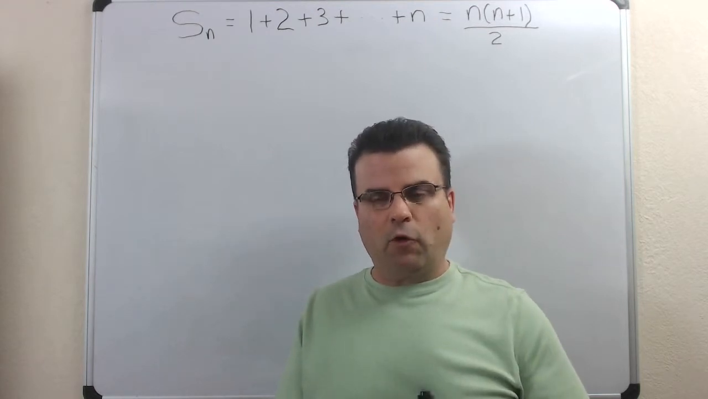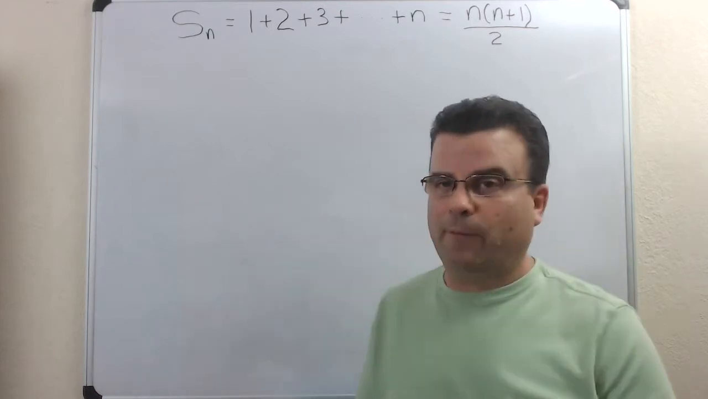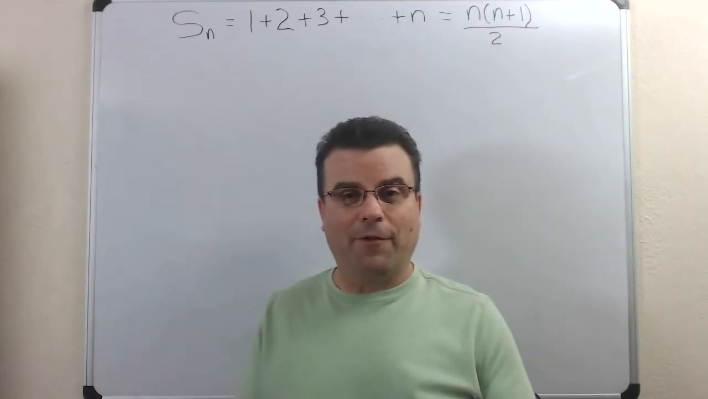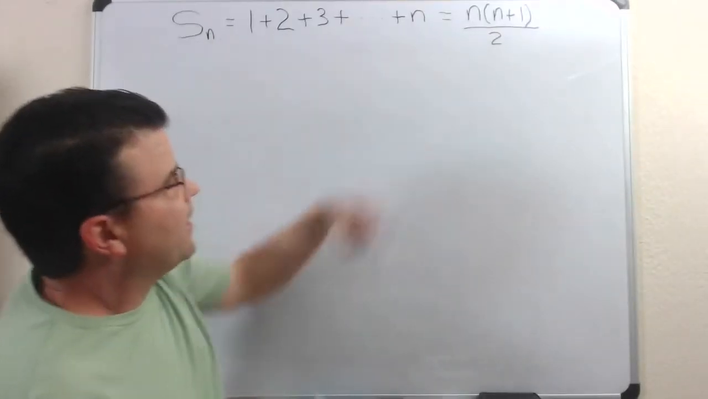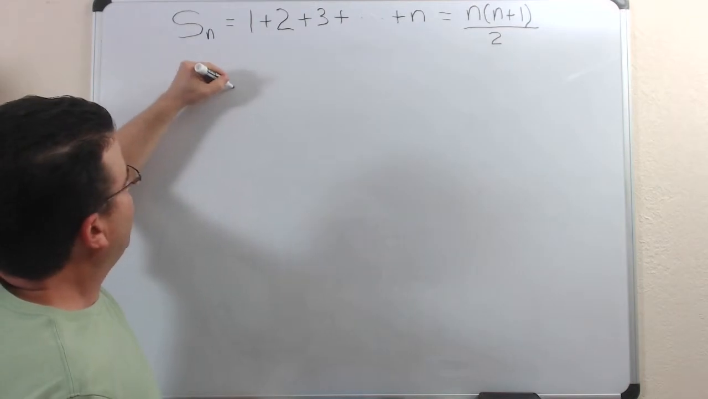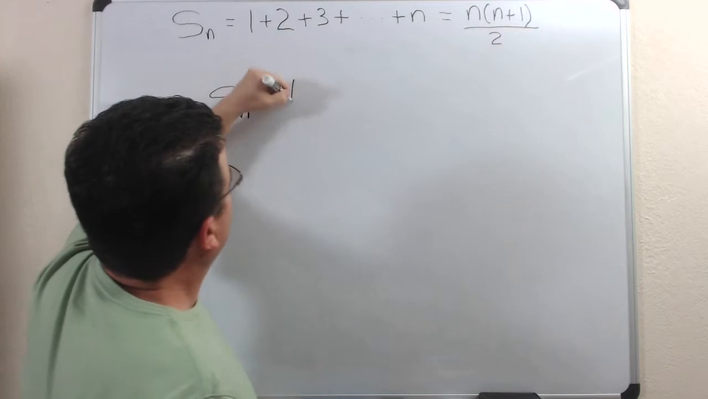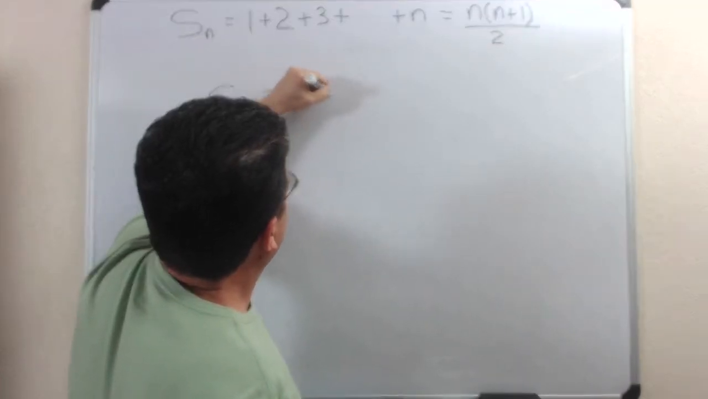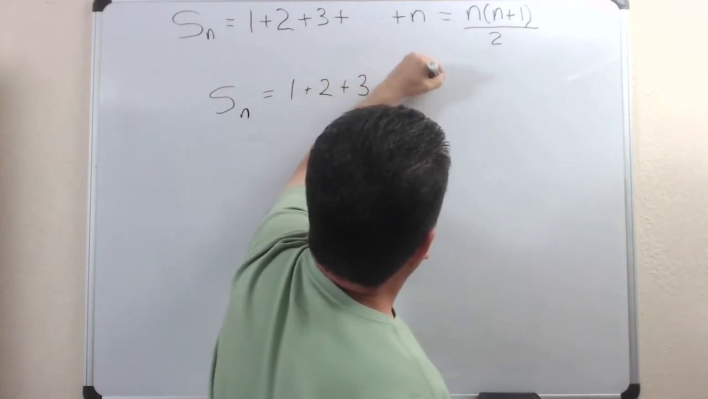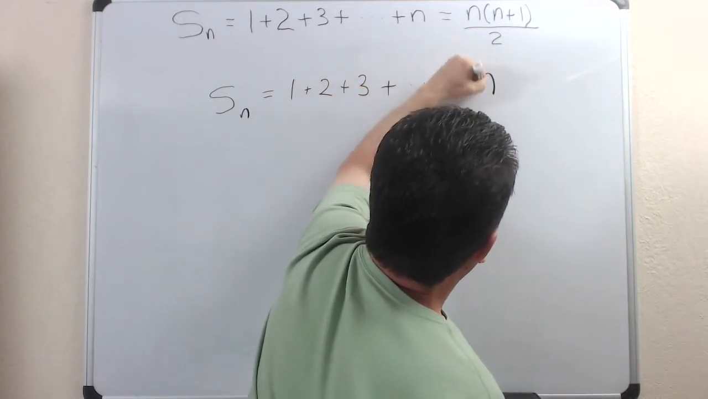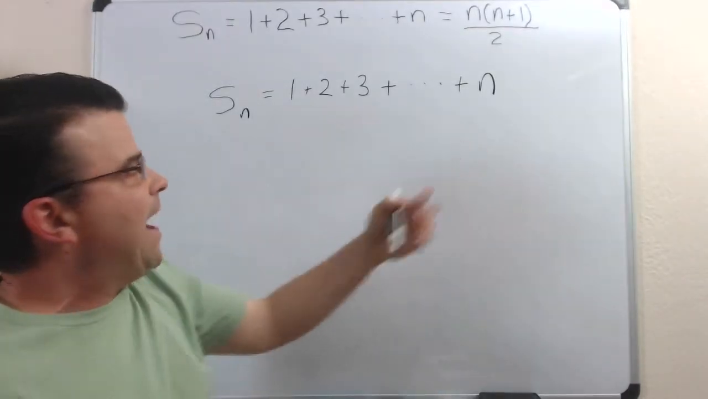The story I was told is that Gauss did this when he was 5 years old. So that's quite impressive, I think, for a 5-year-old. But what I'm going to do is write this again. So S sub n equals 1 plus 2 plus 3 plus dot dot dot plus n. And then I'm going to write it again, but I'm going to write the right-hand side backwards.